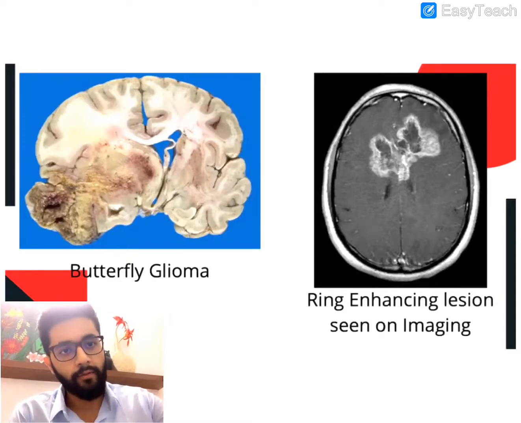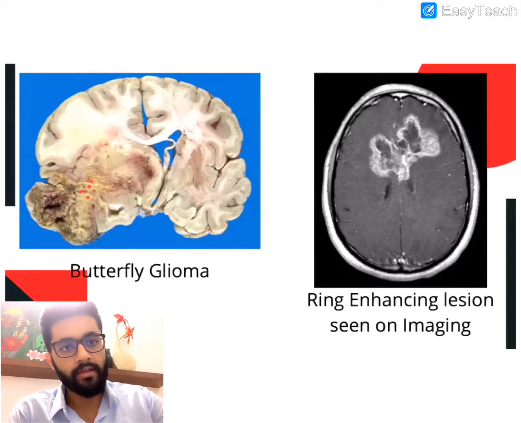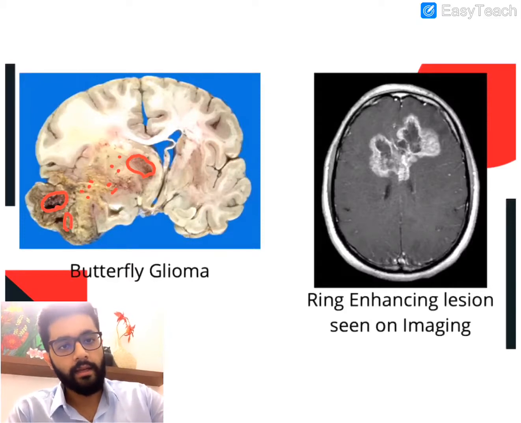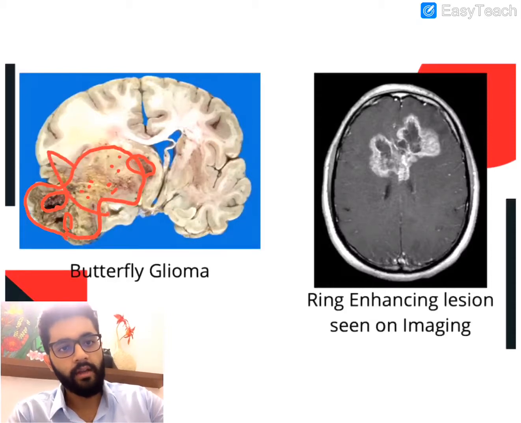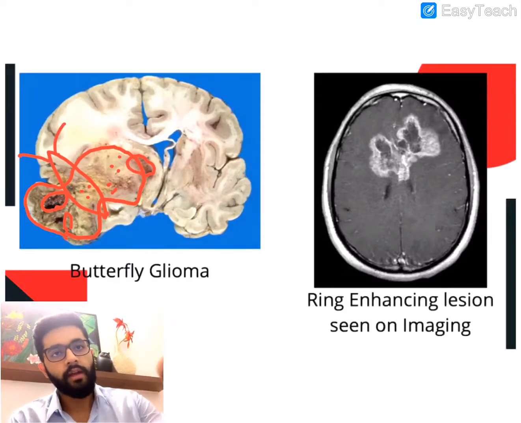So now let's seal these facts in our mind. Look at the photo here. Firstly, you can see the variegated appearance. There are some yellow areas here and some whitish areas here. You can see these regions of necrosis and hemorrhage, reddish regions. And lastly, you can see that it's crossing the midline and you can see a beautiful butterfly-like shape. See, I can draw a butterfly here, right? So you can see a beautiful butterfly-like shape when it comes to these tumors.